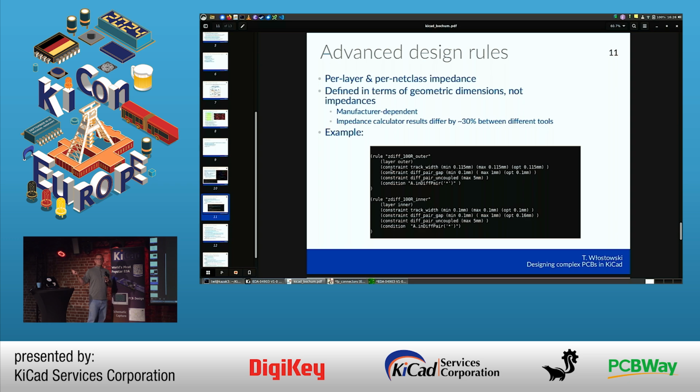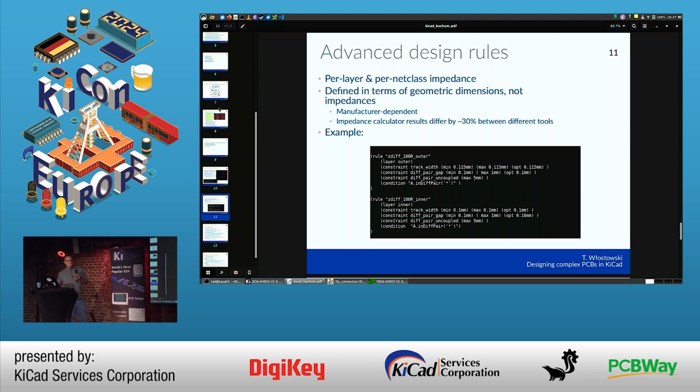Some people might complain about it. I personally take it as an advantage because my experience with various field solvers and signal integrity calculators shows that they differ by plus minus 30%. So it's better to just come up with the dimensions instead of relying on yet another tool being reliable. Plus, add a bit of manufacturer overhead on that.